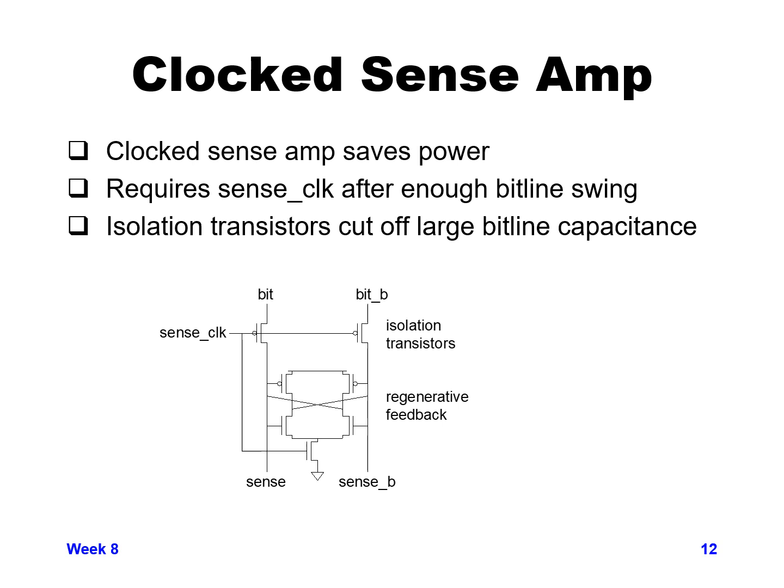Now, when sense clock goes high, the isolation transistors turn off, but we'll have a differential voltage on sense and sense B. One of them is going to be higher than the other.